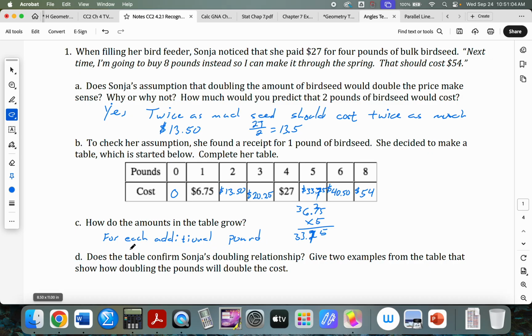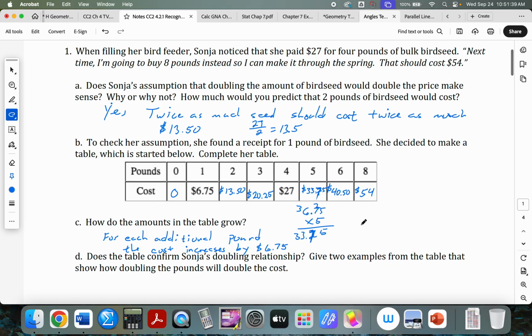What happens to the cost? Oh, don't everyone get quiet on me all of a sudden. What? Each time you add 6.75 to the cost. Okay, so the cost increases by $6.75. Make sense? Okay.